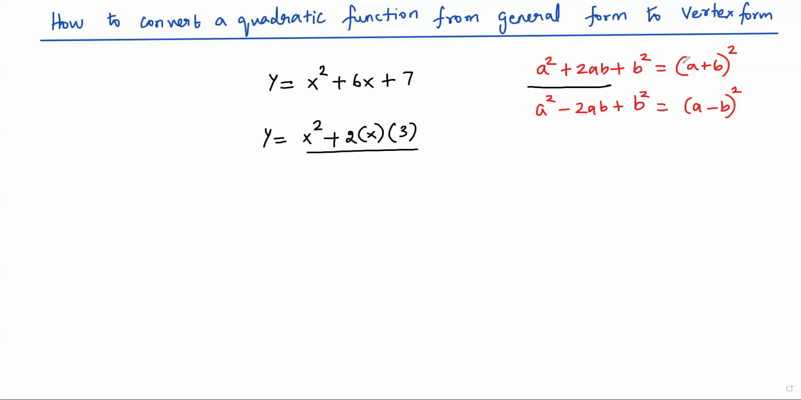According to the first identity, we need b², positive b², over here.